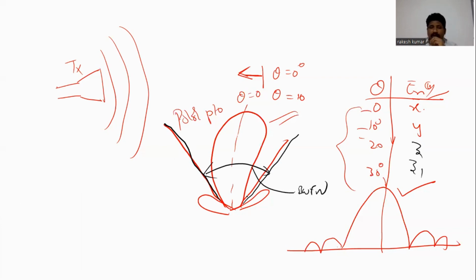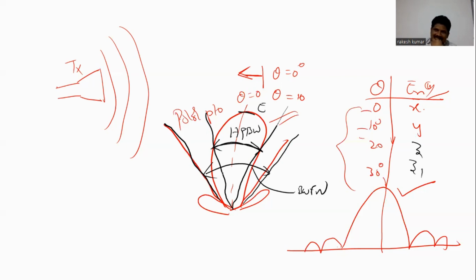Similarly, I can calculate, for example, with this electrical field, the half power beam width. Half power beam width means the angle where the electrical field has fallen to 1 by root 2 times its maximum value. I will draw it like this. Let us consider the electrical field here, and this angle, where the electrical field has fallen to 1 by root 2, is nothing but the half power beam width.